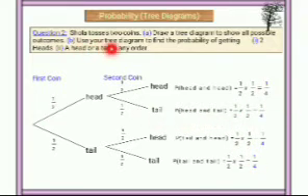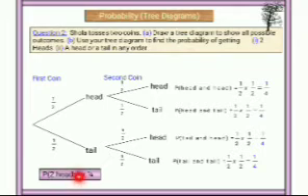Now let's use your tree diagram to find the probability of getting 2 heads. Heads will be what? Head and head. So that is 1 over 2 multiplied by 1 over 2, which is equal to what? So probability of 2 heads is equal to 1 over 4. Is that clear?